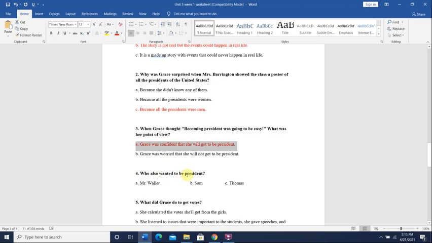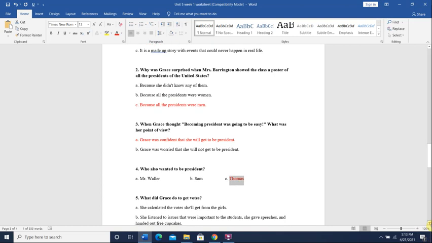Who also wanted to be president? Mr. Waller, Sam, or Thomas? Okay, Thomas Cobb from Mr. Waller's class also wanted to be president.